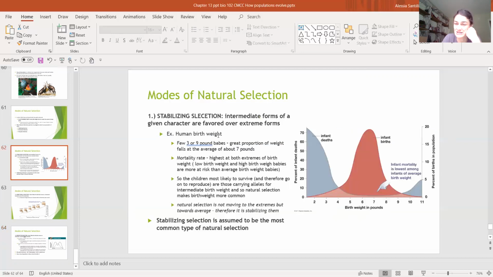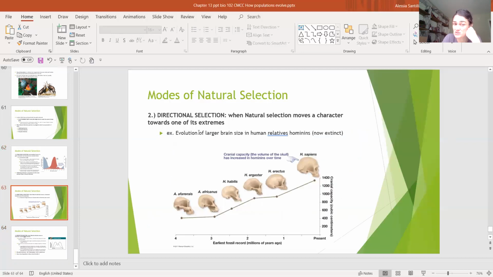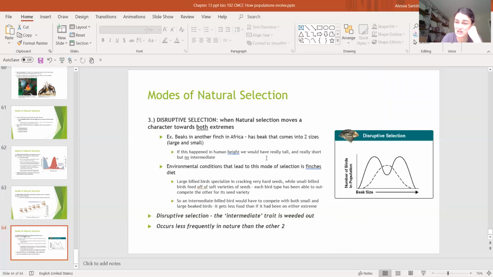So usually natural selection is stabilizing. You can also see directional selection as well. Disruptive selection doesn't happen as often. That's it for chapter 13.